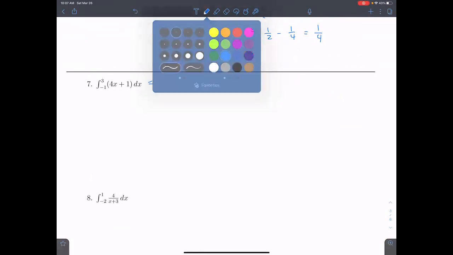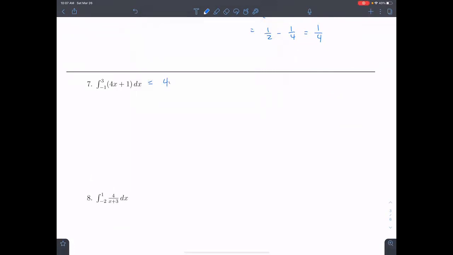Looking at this integral, we're going to integrate and divide. So 4x squared over 2 plus x, and we're going to evaluate that from -1 to 3. I'm going to simplify before I do that. So I have 2x squared plus x, evaluated from -1 to 3. I'm going to do top minus bottom.